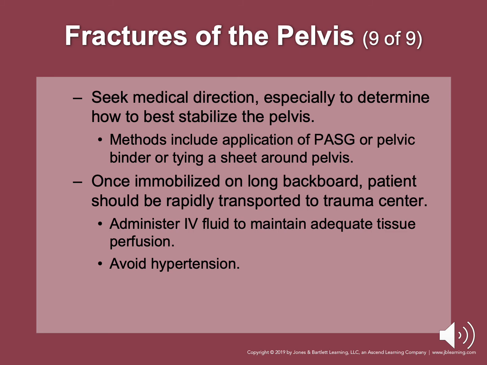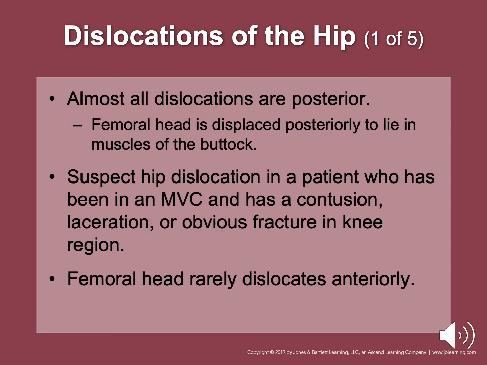Suspect hip dislocation if a patient has been in an MVC, has a contusion, laceration, or obvious fractures in the knee region. The femoral head rarely dislocates anteriorly. The legs are swollen and forcibly spread wide apart and locked in that position.